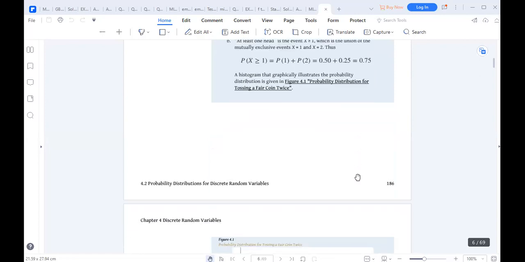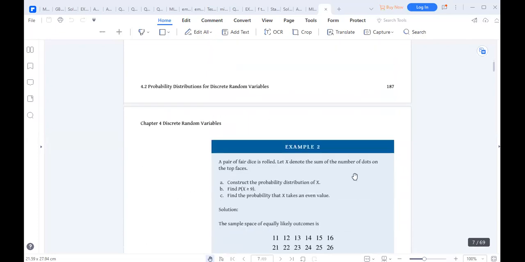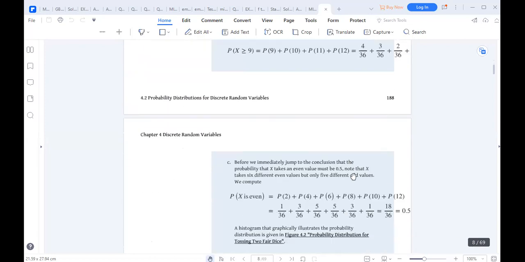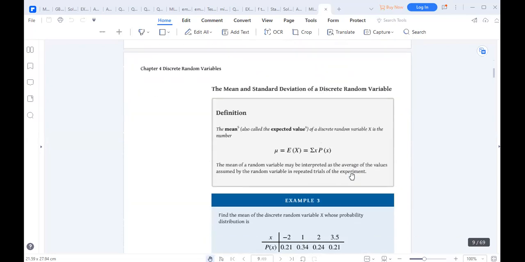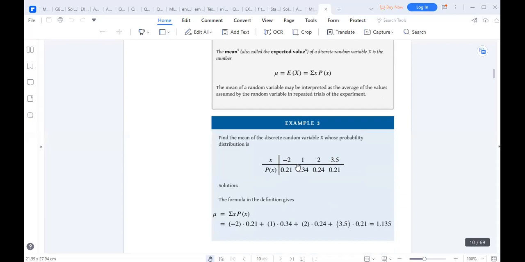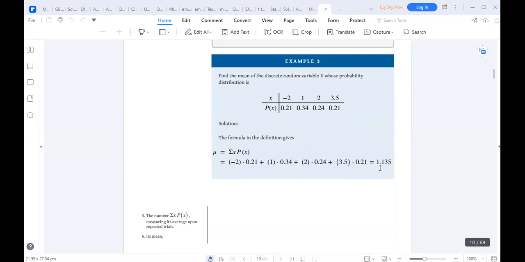Okay. They also ask you to find maybe the mean and a standard deviation. So this is called the expected value. Expected value is given by mu equals the summation of x times p(x). So if you're given values like that, how do we find the mean? Just multiply -2 times 0.21, 1 times that, 2 times that, 3 times 0.5 times that. So when you compute all that, that is called our mean, which is 1.135.